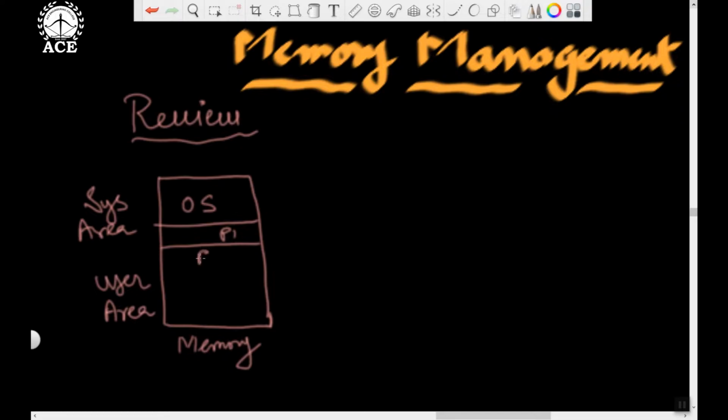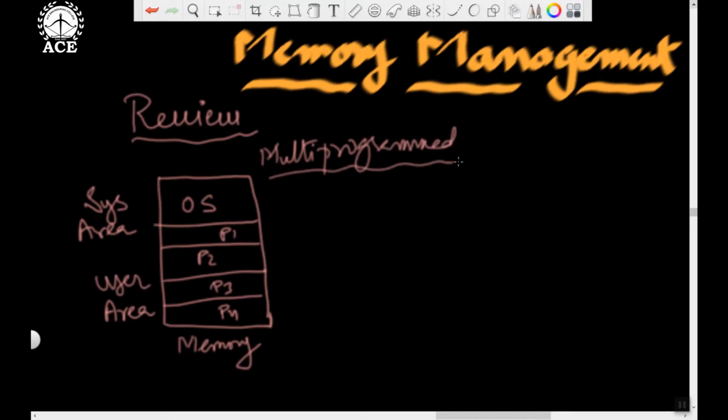So managing main memory implies managing the user space. If you remember and recollect, if I say this is my main memory, it is generally divided into two parts. One part is meant for storing the operating system, that is called the system area, and the other area is called the user area. The user area will store user applications or user submitted programs.